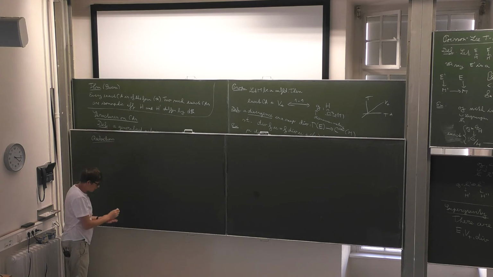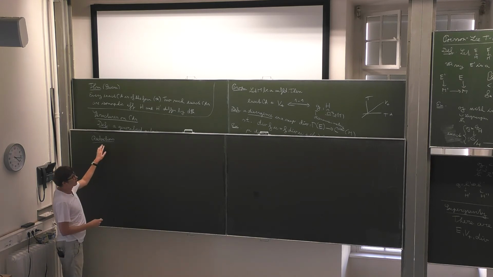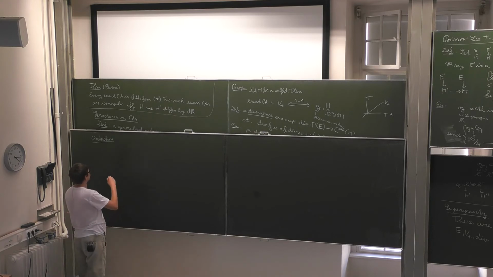So reduction is a process that you can do with a Courant algebroid. You can do pullbacks and you can do reductions. Pullbacks correspond to Poisson-Lie T-duality, and if you use pullbacks and reductions, then this will correspond to equivariant Poisson-Lie T-duality.